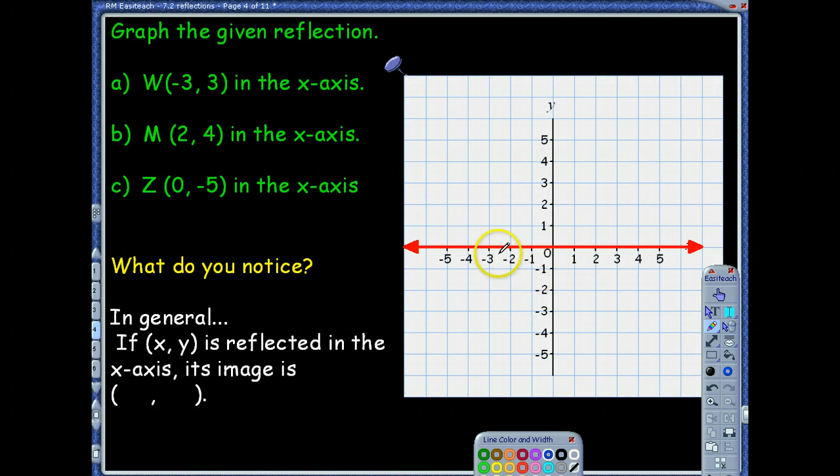Notice they're doing the same point. So let's do negative 3, 3, your W. If I reflected that across the x-axis, this time notice I'm dealing with a horizontal line. So what kind of lines are perpendicular to horizontal lines? Vertical lines. So I want vertical movement. So I'm only going to be going up or down in a sense. So I'm going to do what Ms. Hochgraby did, which is count to that line.